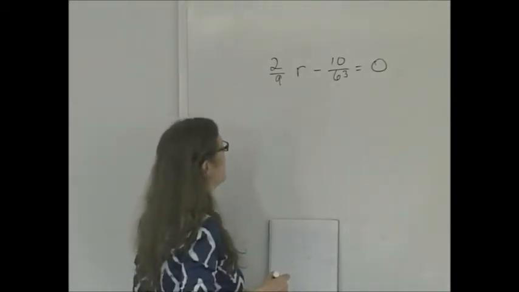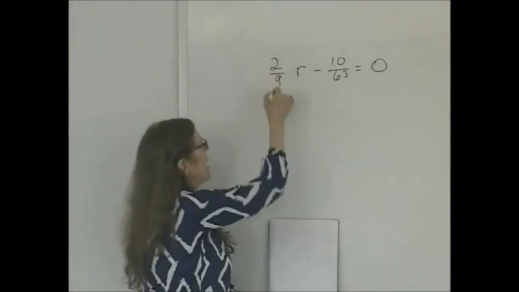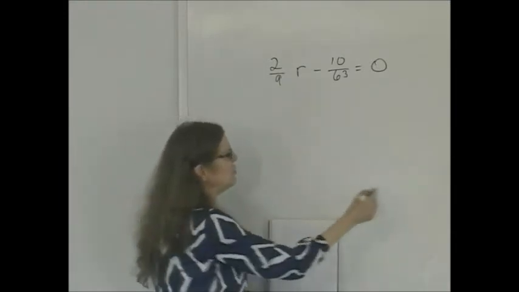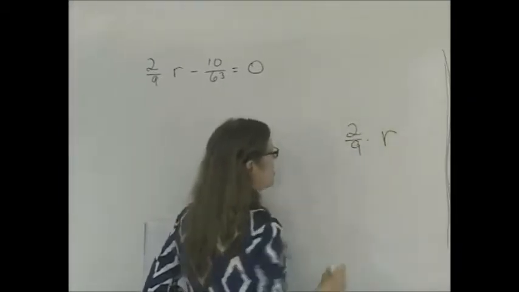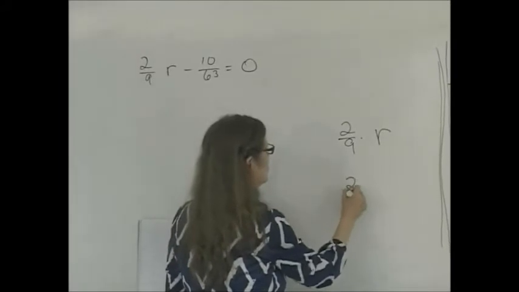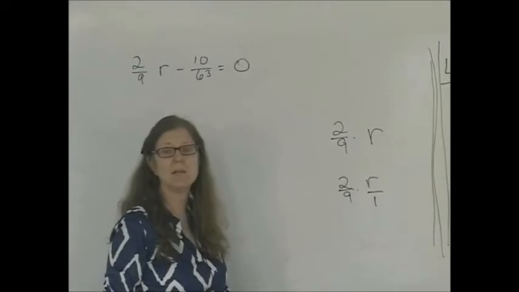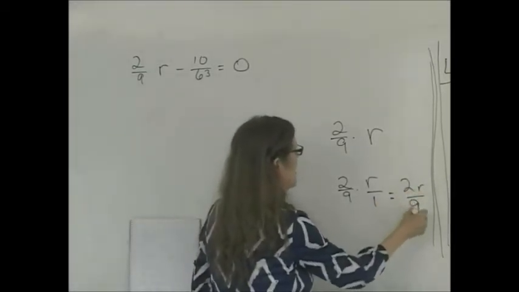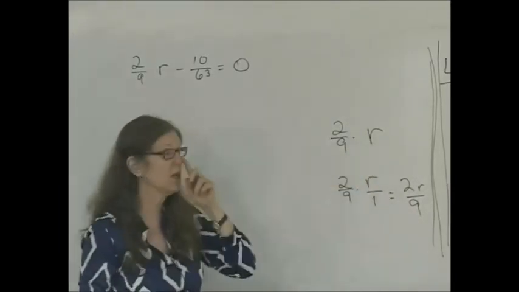Okay, so first of all, one thing you always want to remember, see how I wrote this fraction? You have to be careful when you write 2/9 times r. It's the same thing as 2/9 times r over 1, right? It's 2r over 9. This is another way of writing this original expression.